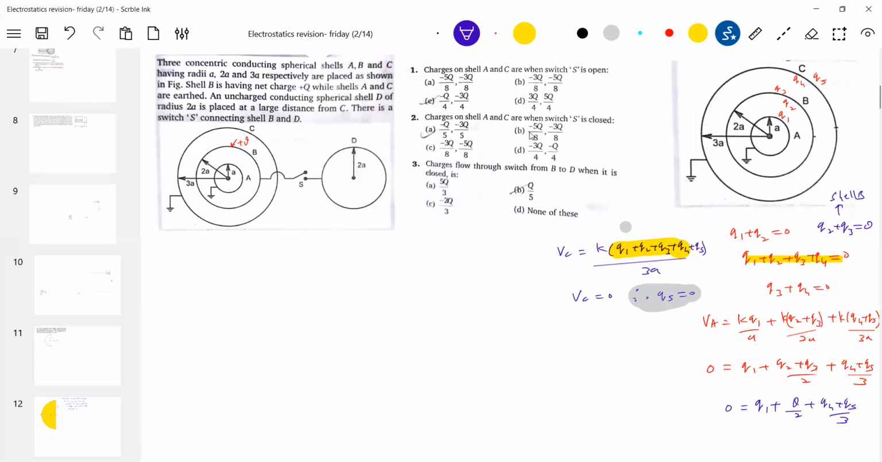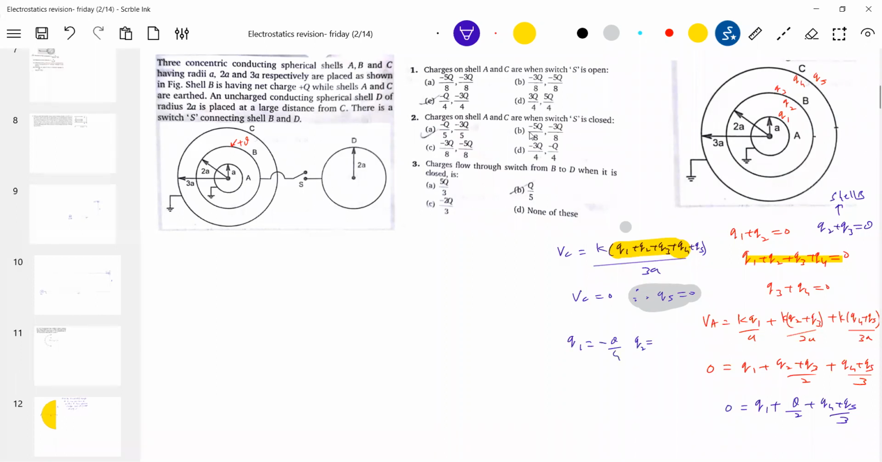Q5 will be 0, it will get Q4. Then Q4 I can write in terms of Q3, and Q3 I can write in terms of Q2 minus Q. Is it okay? What are all the charges? We'll write all one by one. Anybody? Q1? Minus Q by 4.